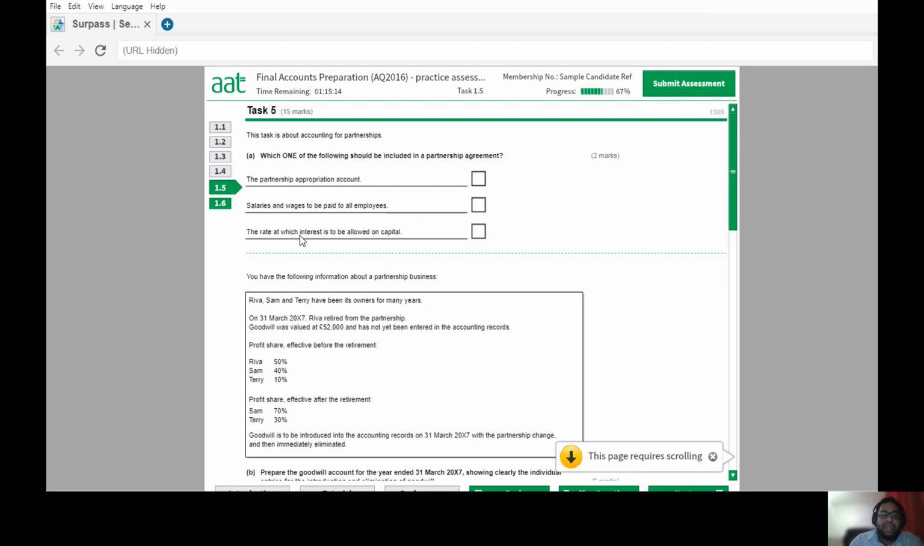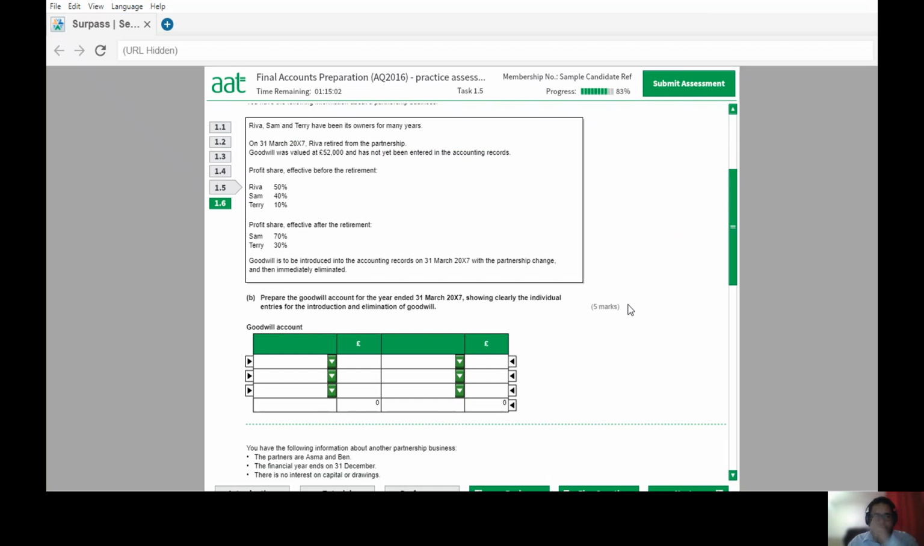Payroll will eventually be cascaded into your profit and loss statement. The rate at which interest is to be allowed on capital: yes, that can be included in your partnership agreement. Of course, that is something that will affect the partners' current accounts. So now we're clearly into a retirement, meaning a partner leaving the business.